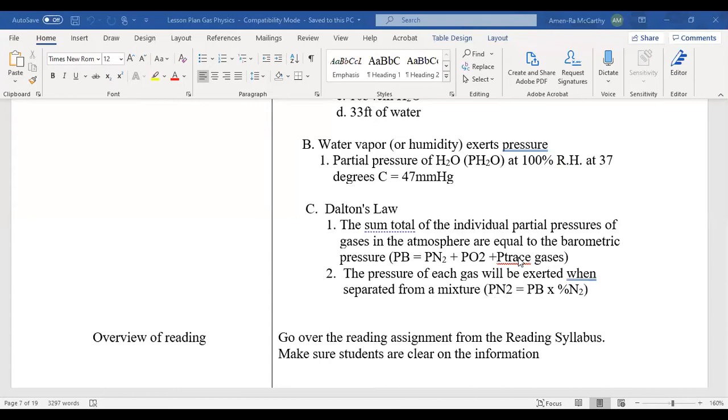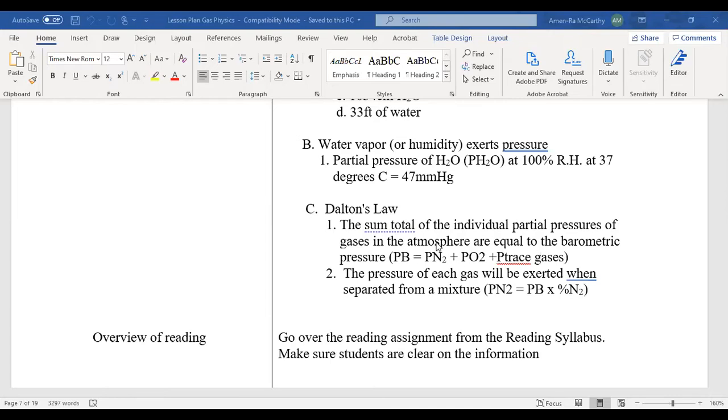The main gases are nitrogen and oxygen, and the trace gases in this case will be argon and CO2. The argon is real small too, that's not even one. And so they just kind of do that.